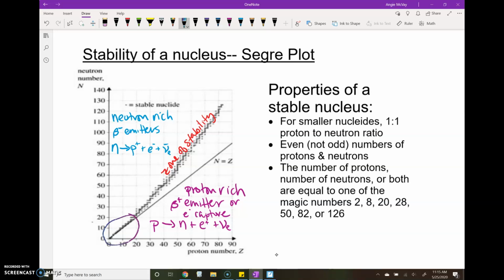And then finally, if we go up here, above this region at a certain point, higher numbers of protons and neutrons tend to be alpha emitters. I'll just write that in gold for funsies.